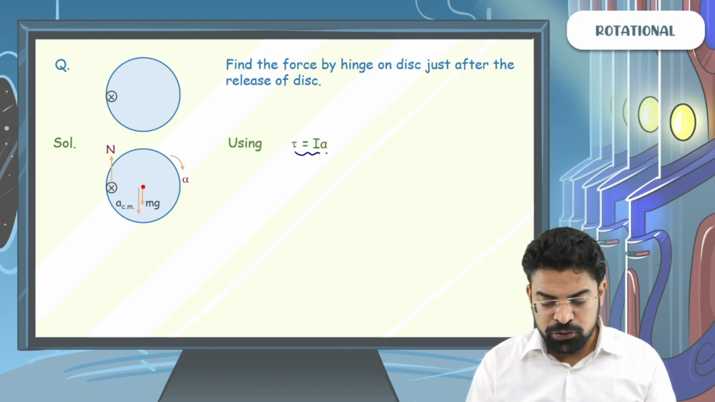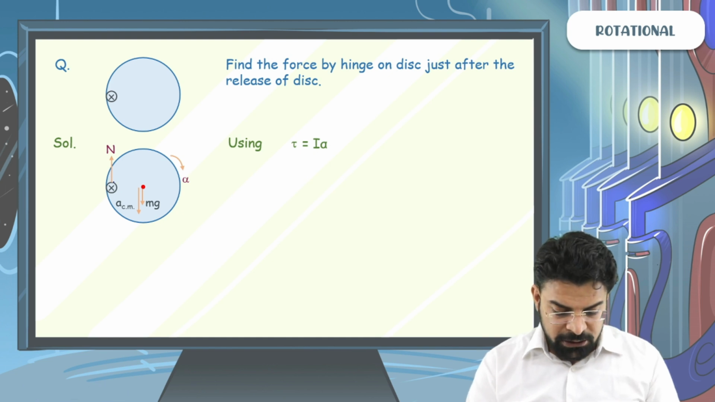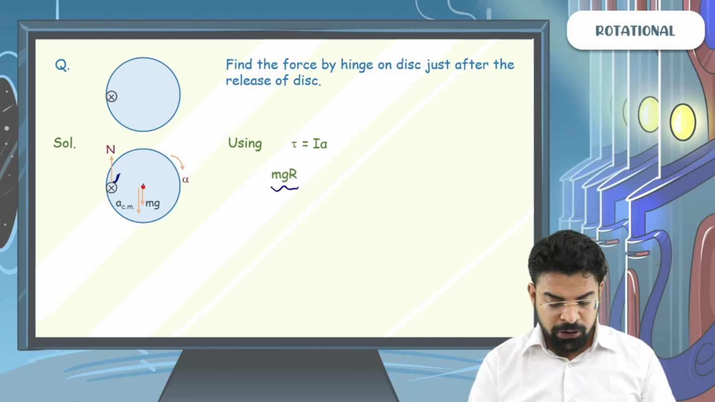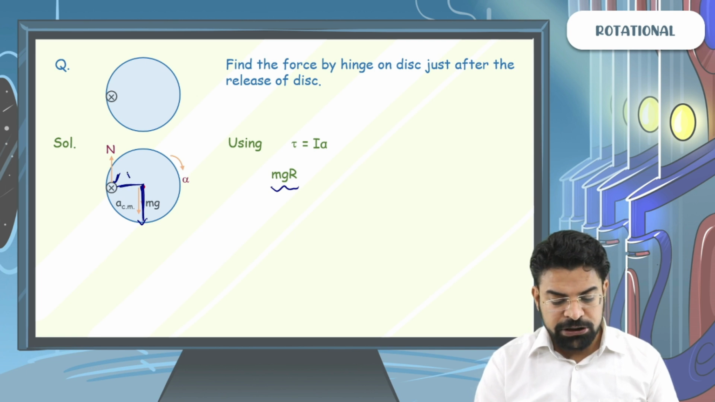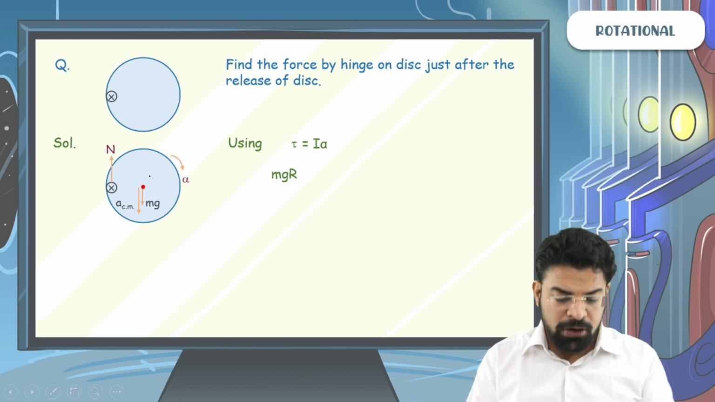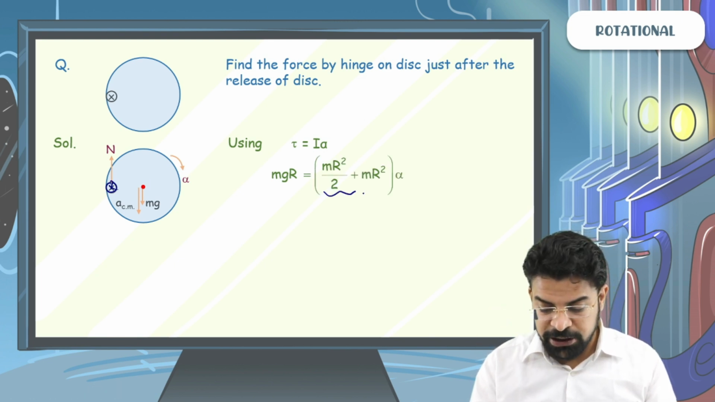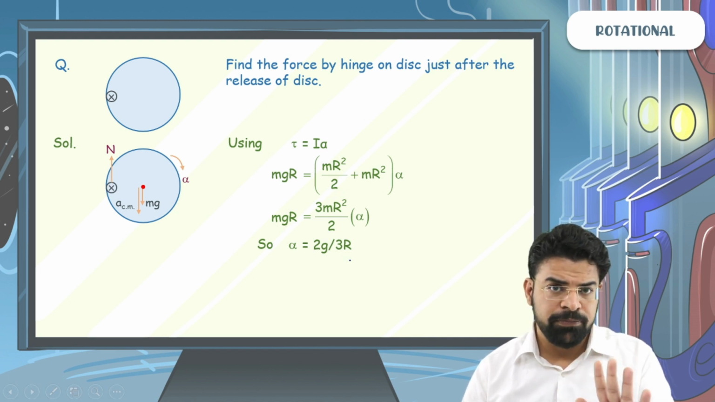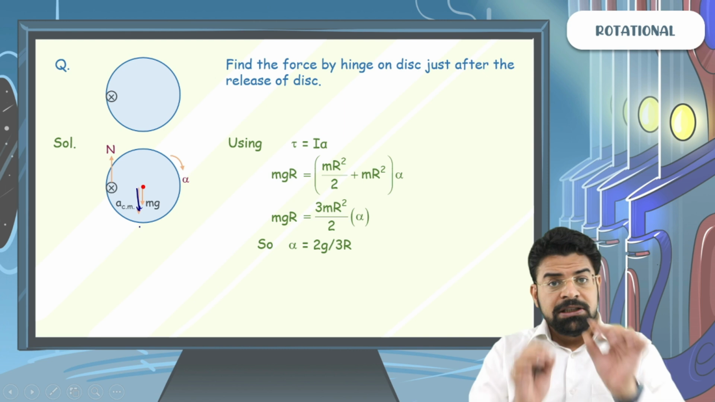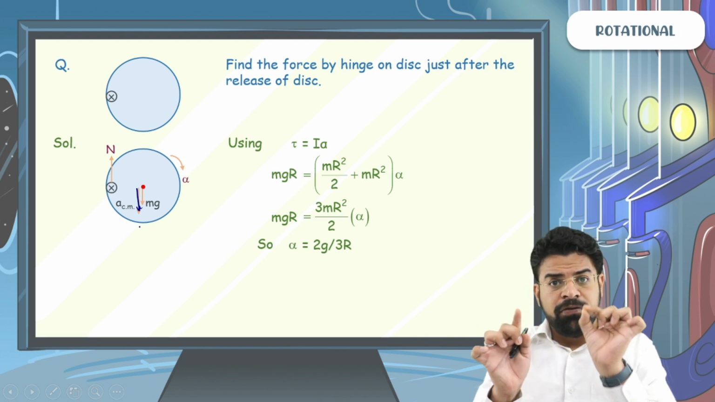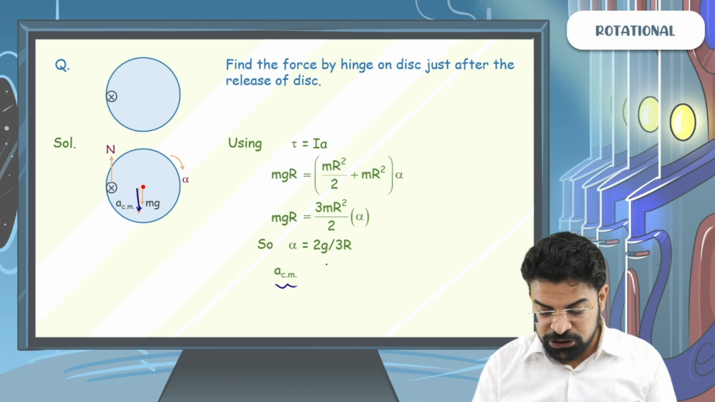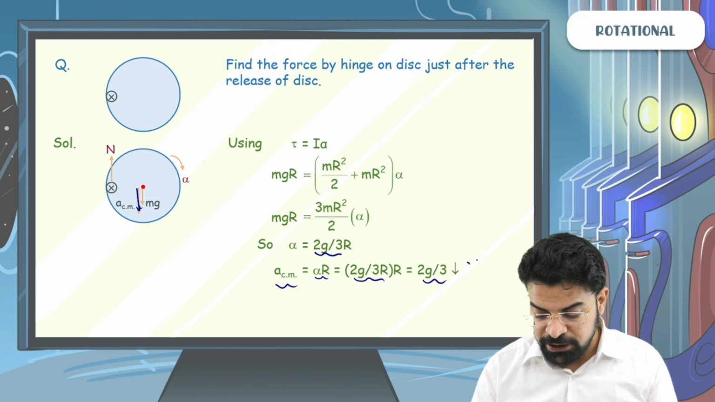So using torque equals I alpha, we can say that the torque about the hinge is mgr, only due to the force of gravity, a force of gravity mg acting at distance r. This has to be equal to I into alpha. The moment of inertia about the hinge will be mr²/2 plus mr². So that will be 3mr²/2 into alpha, and we have already done this. On solving, we get alpha equals 2g/3r. Once you know alpha, you can find out the acceleration of the center of mass. Since the center of mass is at distance r from the hinge, the acceleration of the center of mass has to be alpha into r. So 2g/3r into r. So that gives you 2g/3 downwards.